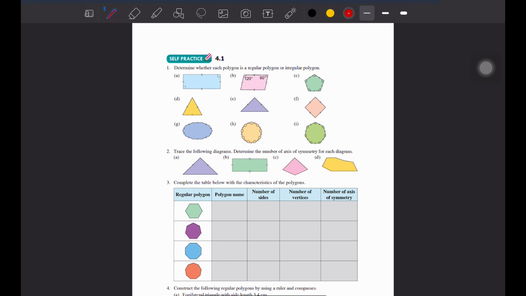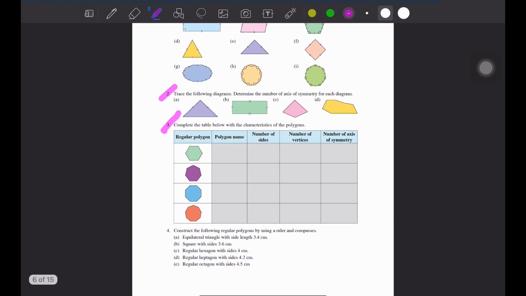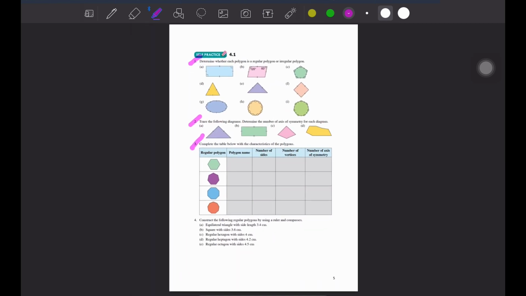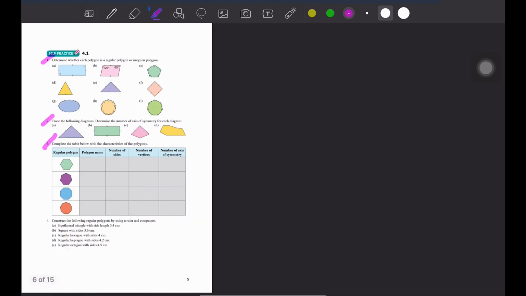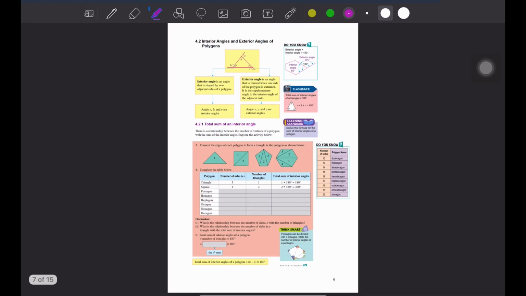Okay, self-practice 4.1. What I want you to do is try to do self-practice number 1, number 2, and number 3. Number 4 not yet. Okay, so let's proceed to the next one.